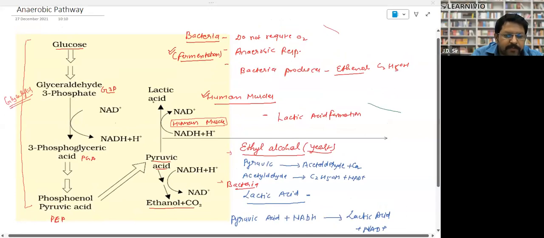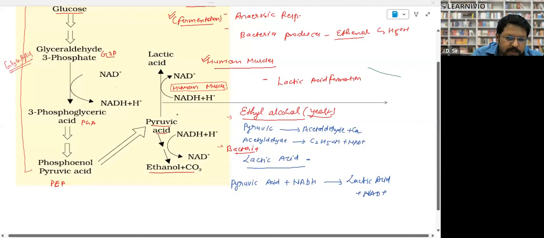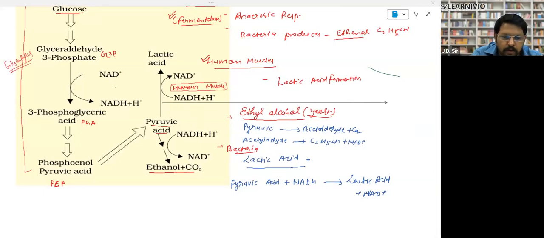So, you have to start down. The above one which we discussed is the lactic acid fermentation. The process mentioned below the arrow is the ethyl alcohol fermentation.